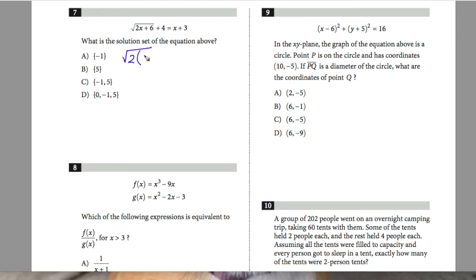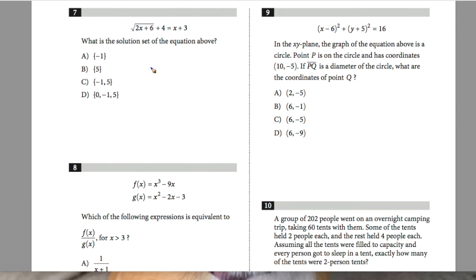So here I have the radical of 2 times 5 plus 6, plus 4 equals 5 plus 3. I'm attempting to solve for 8, and I have 2 times 5 plus 6, which is 16, and the square root of 16 is 4, so 4 plus 4 does equal 8, and you're good to go. You know that 5 does work, so this answer choice can no longer just be A.